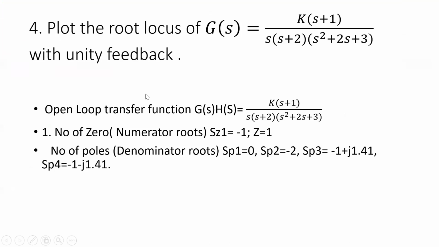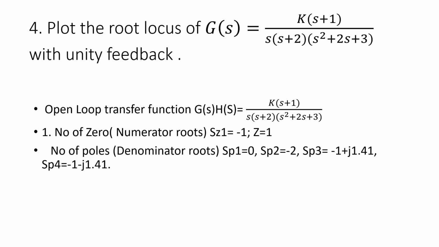And for this, we have to find the open loop transfer function. Open loop transfer function is G(s) H(s). Closed loop transfer function will be G(s) by 1 plus G(s) H(s), whereas open loop transfer function is G(s) H(s). Whenever we have to draw the root locus for a closed loop system, first we have to find the poles and zeros using the open loop transfer function. The poles and zeros are got from the open loop. Using that, we have to draw the root locus for the closed loop system.